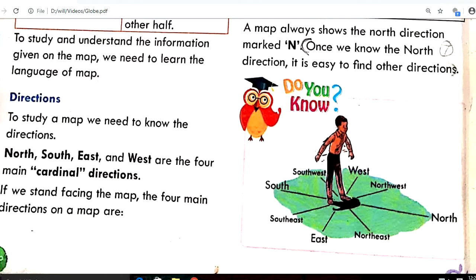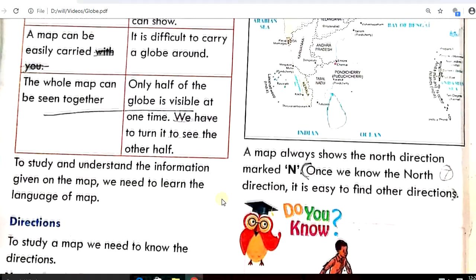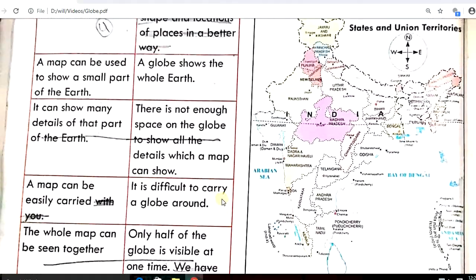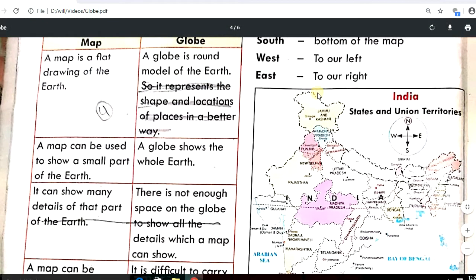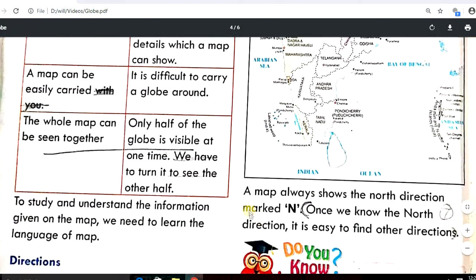If we stand facing the map, the 4 main directions on a map are, when we are seeing this map, top of the map, this is the north, bottom of the map is south, right side is east and left side is west. Is it clear? A map always shows the north direction marked N.